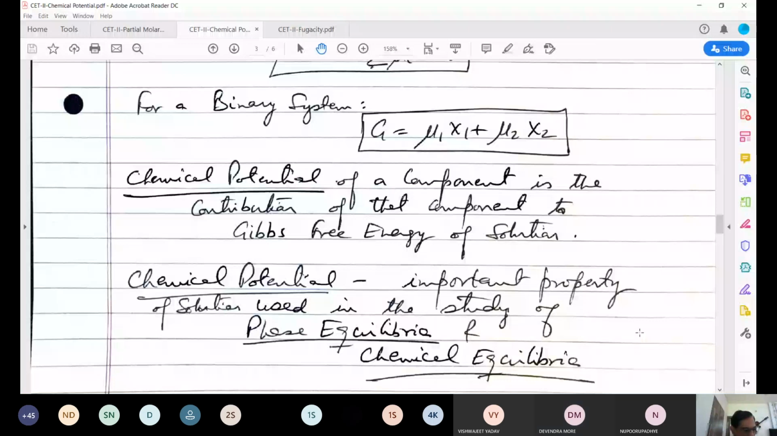It is using the previous equation, but now we are accounting for chemical equilibrium, phase equilibrium.